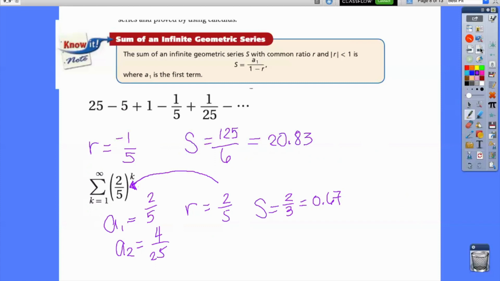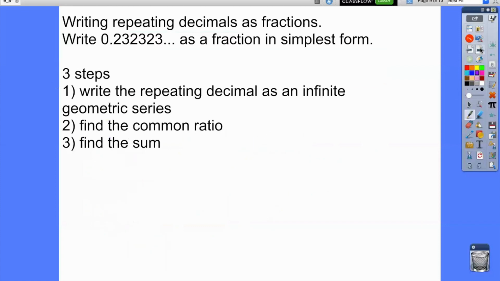All right, so let's bring it forward. The next part of this lesson is helping you write repeating decimals as fractions. There are only 3 steps you really need to take. First of all is to write the repeating decimal as an infinite geometric series, and then find the common ratio, and eventually lead up to finding the sum. So let's take a look at this example where we need to write 0.2323 repeating as a fraction in simplest form. So let's follow the 3 steps.